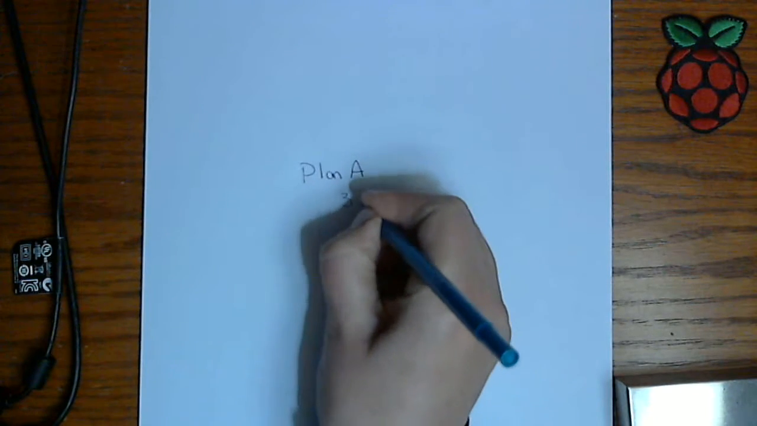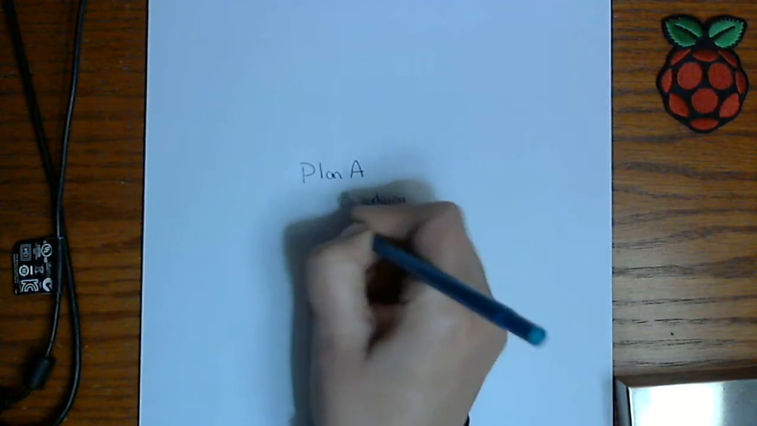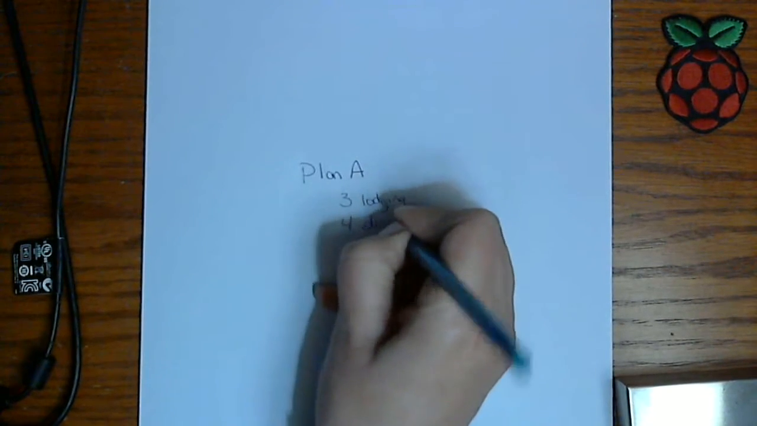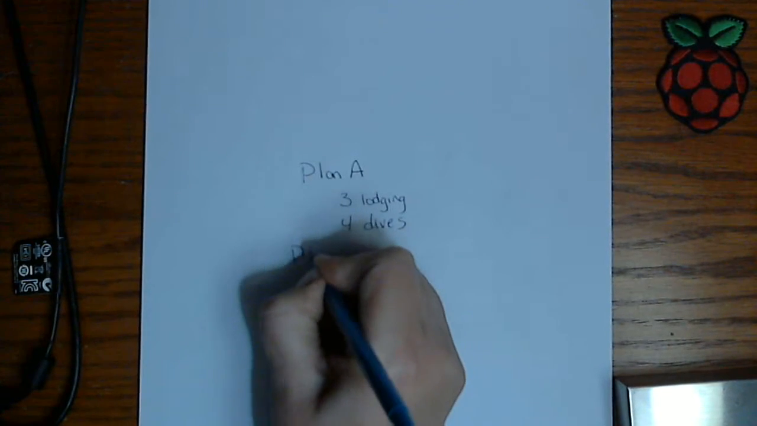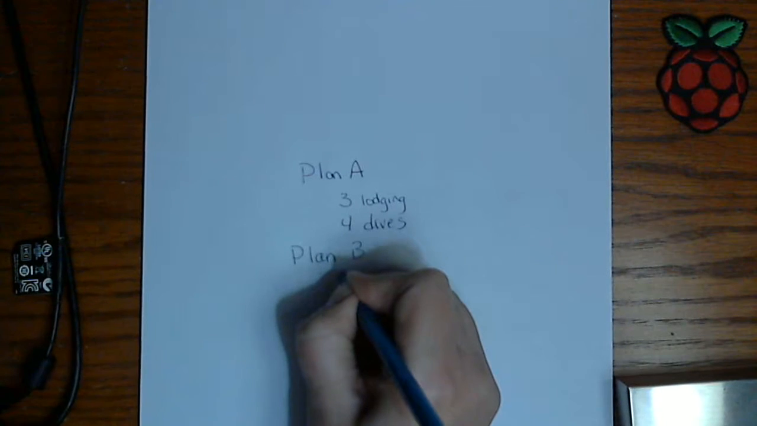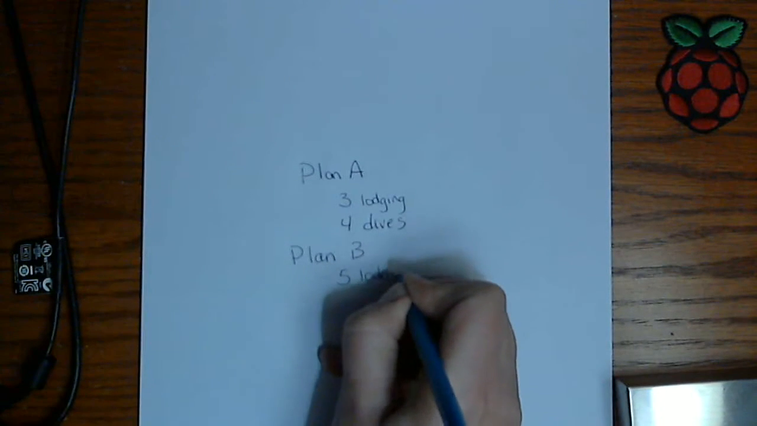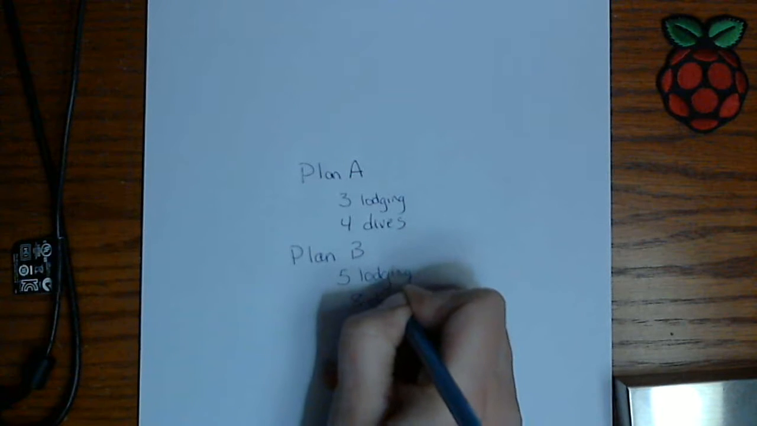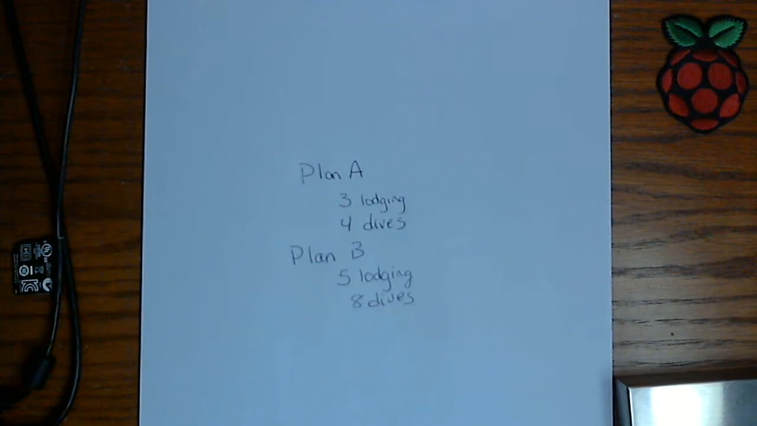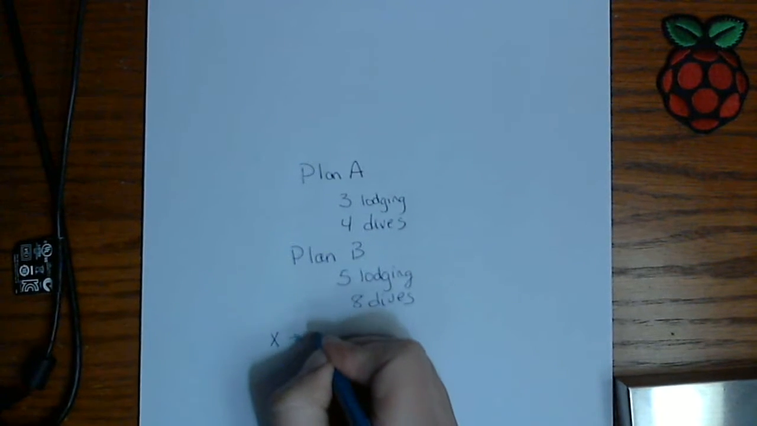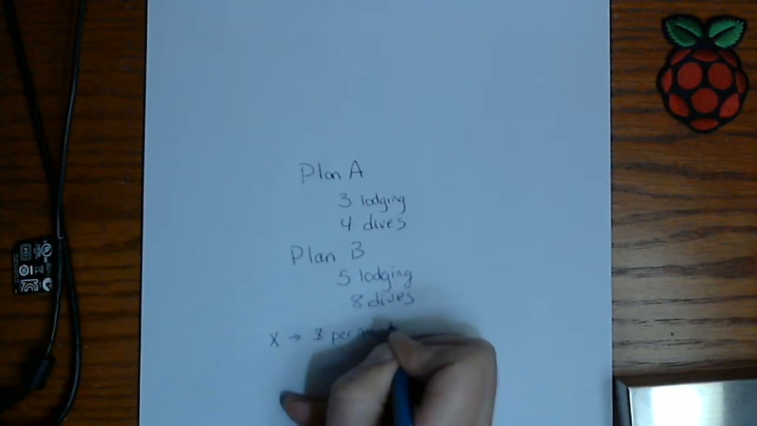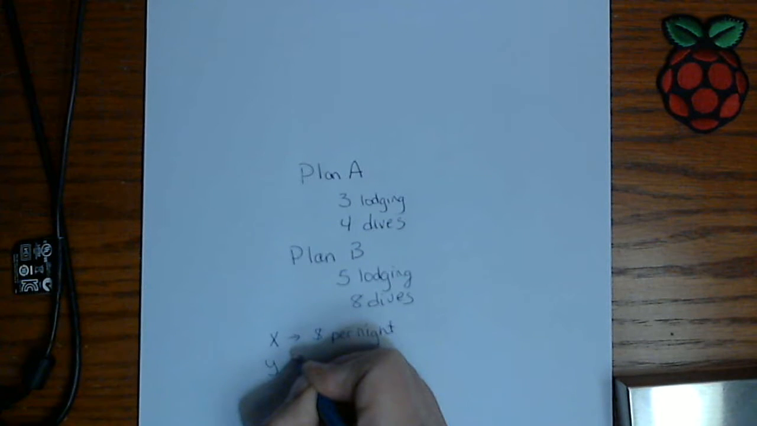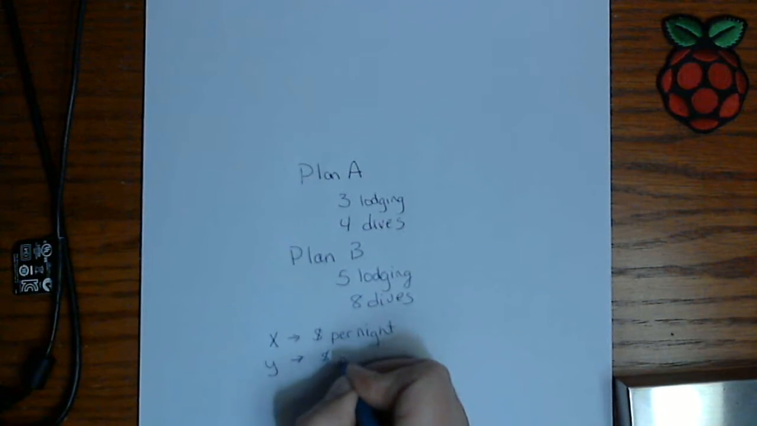So we have 3 nights lodging and 4 dives. Plan B gives 5 nights lodging and 8 dives. Okay, so 5 nights lodging and 8 dives. We are supposed to let X be the number of dollars they charge per night. So X is going to be the dollars per night. And Y is going to be the dollars per dive.